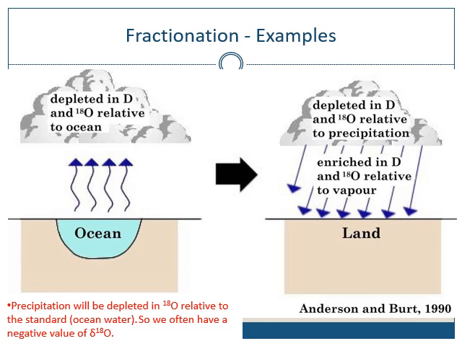The heavier isotopes are going to partition out first, or preferentially, and the precipitation is becoming enriched in deuterium and O18 relative to the vapor. So precipitation will be depleted in O18 relative to the standard water. We often have a negative value here, but remember that when we're using this depleted and enriched terminology, it's relative to, for instance, a source or a starting water. So we just have to keep that in mind as we use these terms.